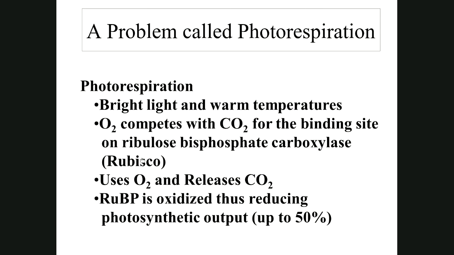And so it's competitive inhibition. Oxygen's competing for Rubisco. Well, Rubisco is supposed to bind to carbon dioxide. So there's a problem. It's called photorespiration. The Rubisco uses oxygen and releases the carbon dioxide. This ribulose bisphosphate, that 5-carbon molecule, is oxidized, thus reducing the photosynthetic output up to 50%. So it's about a 50-50 competition between oxygen and carbon dioxide for this enzyme. And so it reduces the photosynthetic output. Oxygen competing, that competitive inhibition reduces the productivity of that enzyme.